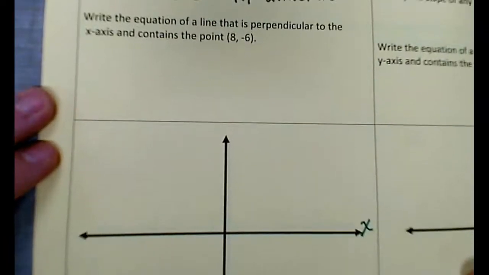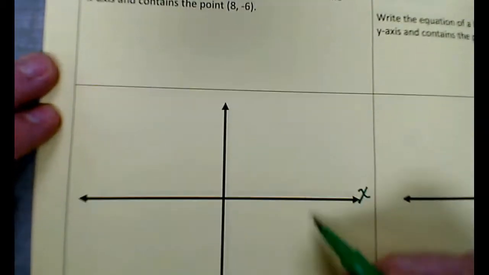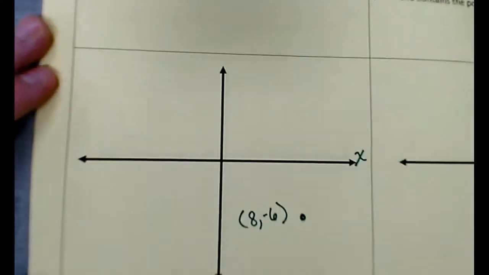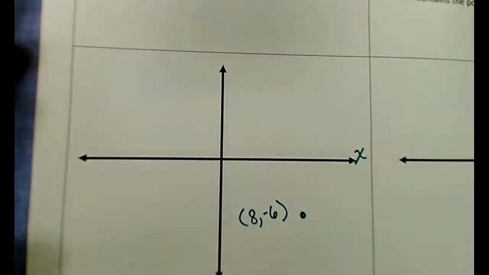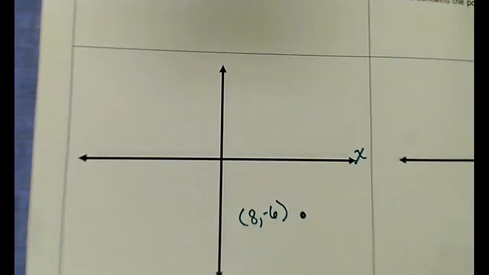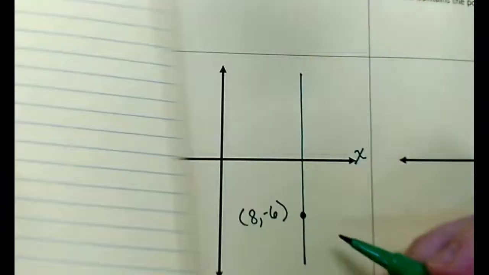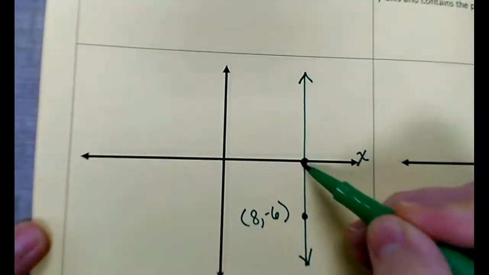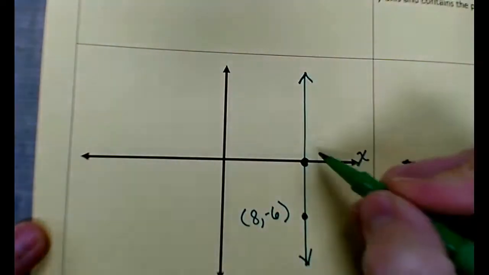Write the equation of a line that is perpendicular to the x-axis and goes through the point (8, -6). So we are talking about a line that is going to go like this. It is going to cross the x-axis.